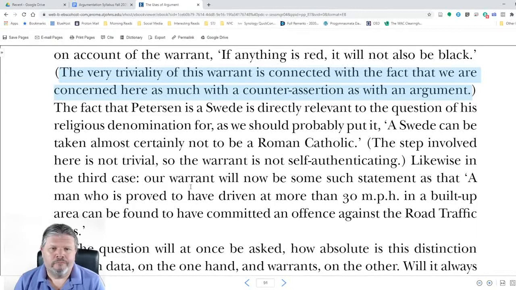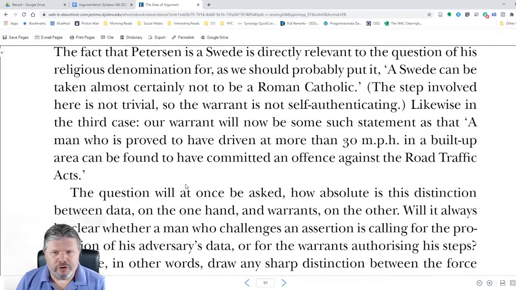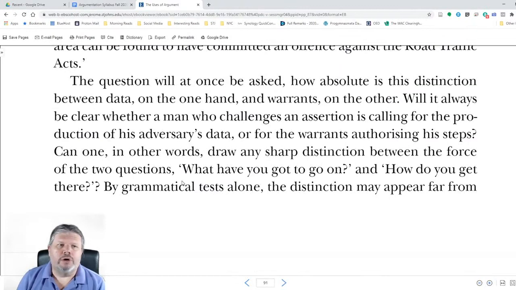Likewise, in the third case, our warrant may be such a statement as, a man who is proved to have driven more than 30 miles per hour in a built-up area can be found to have committed an offense against the Road Traffic Act. And that warrant might not be the actual speed limit in that neighborhood, but it's pretty much generally true that if you drive over 30 or 35 in a neighborhood or here in the city, you're getting a ticket. You've broken the law. We kind of know that law, although we can go and look it up. And at the point where we look it up in the law, it becomes a fact, it becomes data, along with the timing. So there's not a lot of space for a warrant in there, but the warrant would be that he drove faster than you should in a place where it might not be posted.